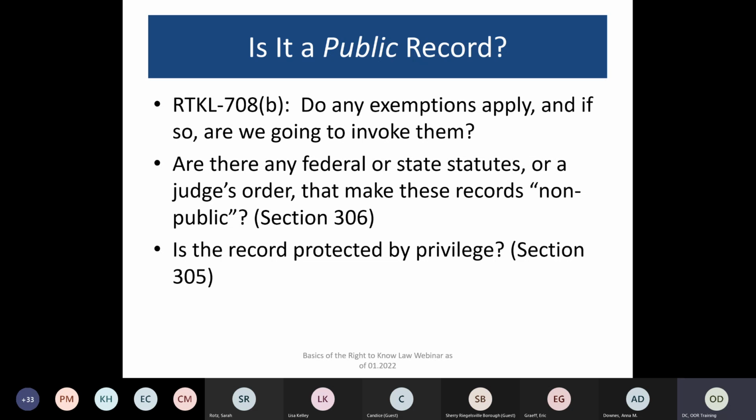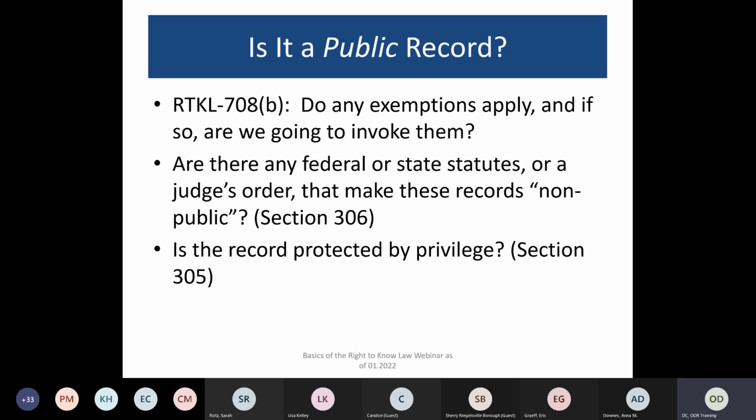And I say that because the Right to Know Law doesn't say you must withhold these records. Rather, it says you can withhold these records. And it's the agency's decision whether we are going to invoke the exemption. Okay, and this is important because when you talk about meeting your legal obligation to prove that the record is not public, typically you would have to make your case by citing one of these exemptions. And I'll talk about that in a little more detail here coming up.